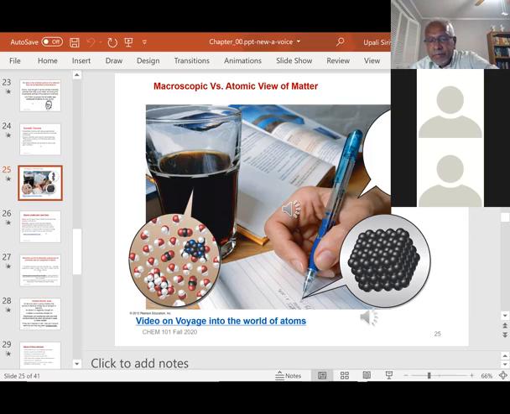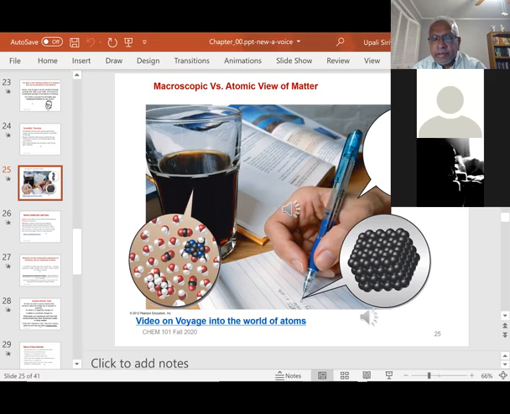On a pencil head, where you write on the paper, you can see that the carbon on the pencil head is made out of carbon atoms, elemental carbon, graphite. On the hand, there are proteins.